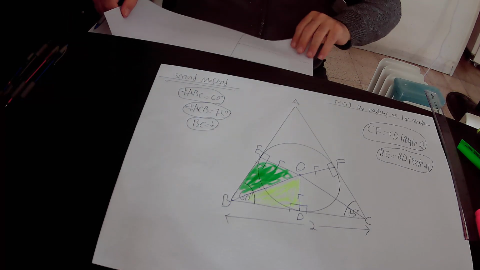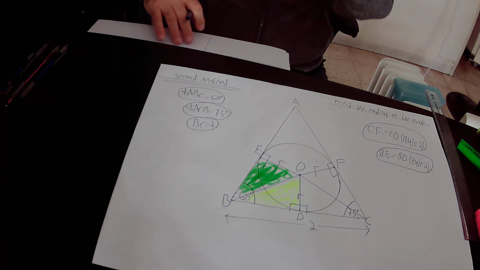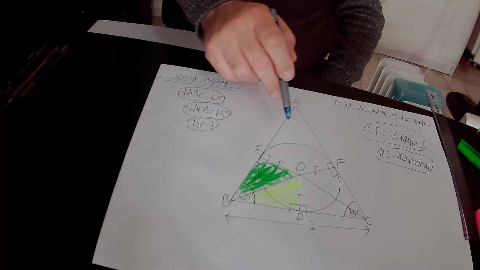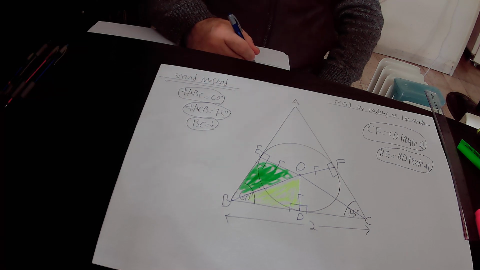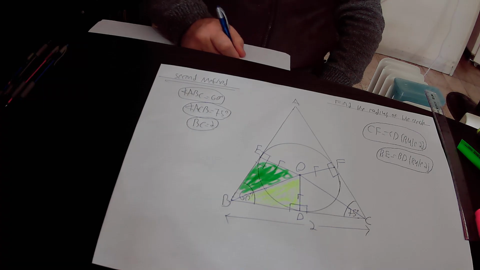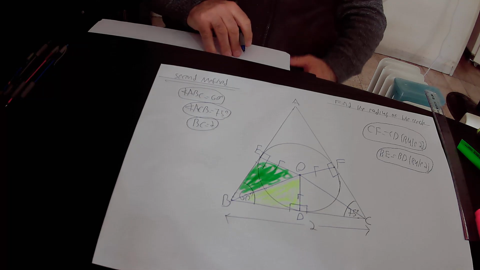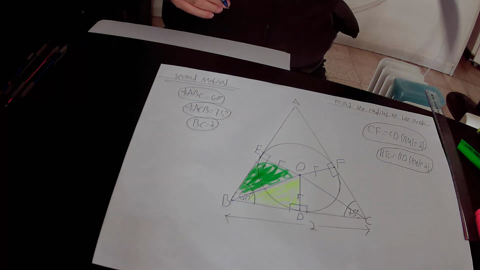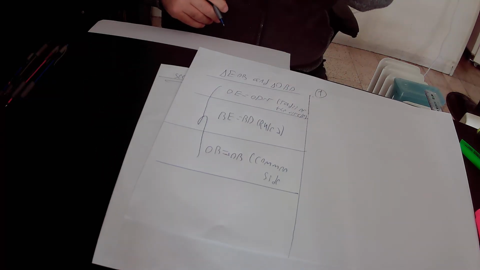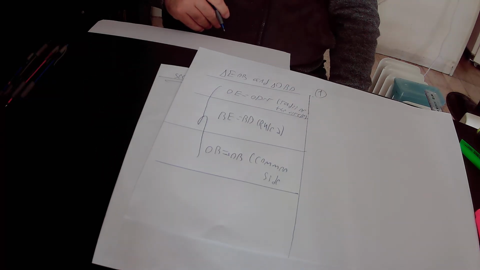And finally, we have the common side, side OB. OB is the common side that belongs to both triangles. So can I know that OB equals itself? It's the common side that belongs to both triangles.